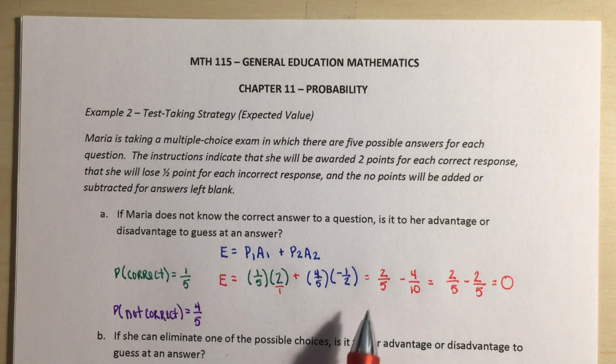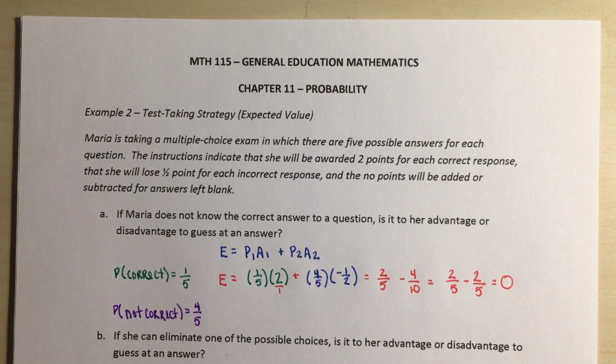Right? Or we could rewrite that as a common denominator, however you want to work through it, or use your calculator for a lot of these calculations. So Maria's expectation is 0. So over the long run, she will neither gain nor lose points by guessing.